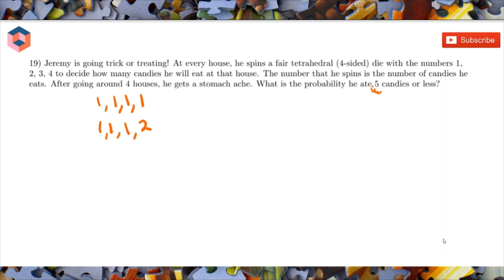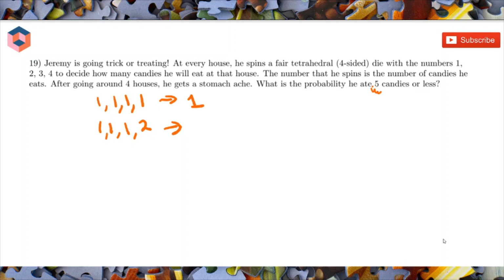What else? Can he do 1, 1, 1, 3? No, that's too much. That's 6. What about 1, 1, 2, 2? No. And there's nothing else that could equal 5 or less candies. So these are the only cases we have to look at. So how many of these are there? Well, if he eats 1 candy at each of the houses, that's just one way that can happen. Here, out of the 4 houses, he has to pick which house he's gonna eat 2 candies at, and the other 3 houses he'll only eat 1 candy at.